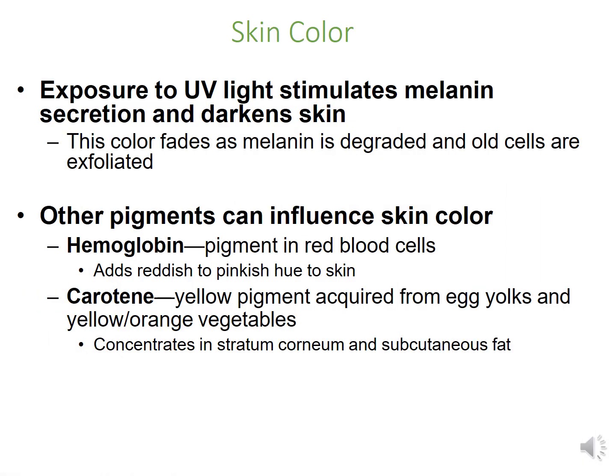Skin color. Exposure to UV light stimulates melanin secretion and darkens skin. This color fades as melanin is degraded and old cells are exfoliated. Other pigments can influence skin color. Hemoglobin, the pigment in red blood cells, adds a reddish to pinkish hue to skin. Carotene is a yellow pigment acquired from egg yolks and yellow-orange vegetables; it concentrates in the stratum corneum and subcutaneous fat.